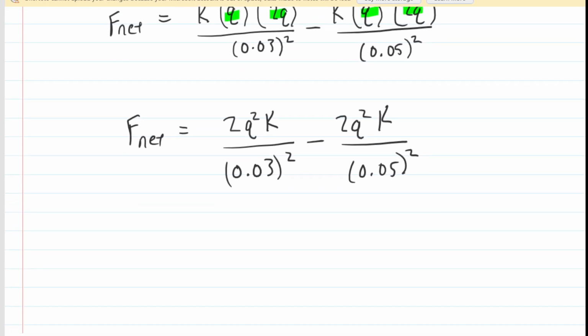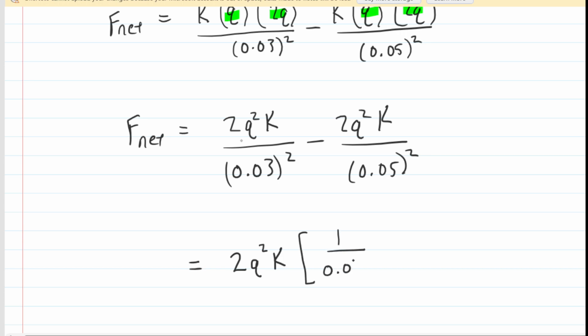Now what's interesting is that the numerators are identical. They are both 2q squared multiplied by k. So you can actually factor it out. You don't need to do this, but it makes the calculation a little bit easier. So if you factor a 2q squared k out of the expression, you're going to be left with a 1 in each of those numerators. So we would have 1 over that first distance squared minus 1 over that second distance squared. So that kind of simplifies the calculation.